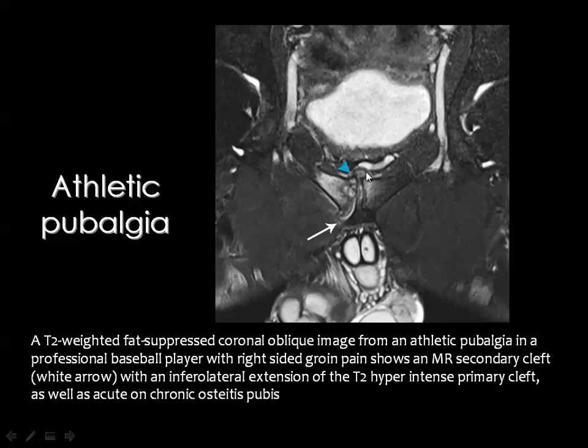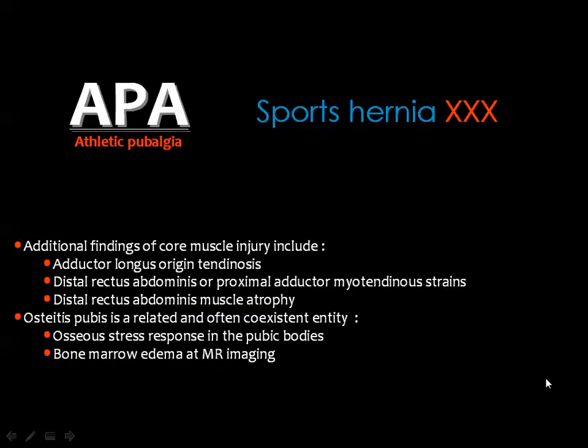Then you may see some fluid between the core muscle attachment, and you may see complete rupture of this tendinous origin. The additional findings of core muscle injury include adductor longus tendinosis, rectus abdominis or proximal adductor myotendinous strain, or distal rectus abdominis muscle atrophy. Osteitis pubis is a related and often coexistent entity of this athletic pubalgia.